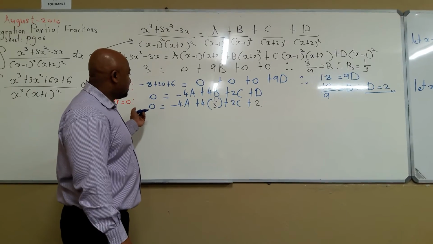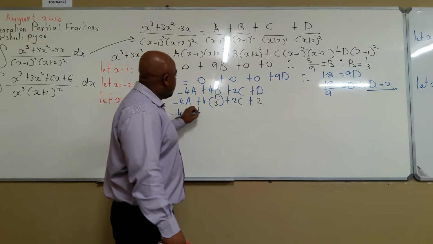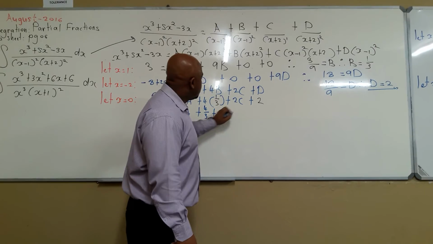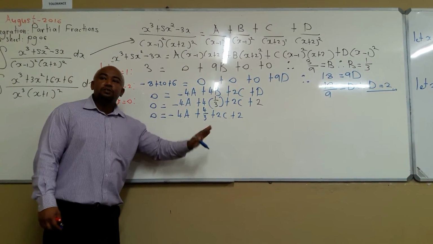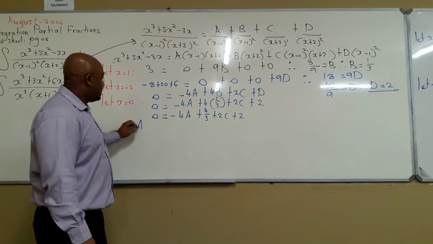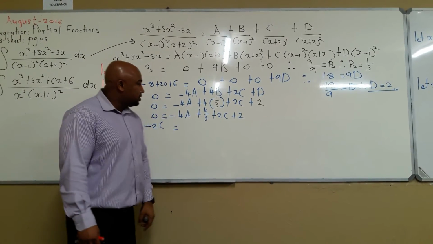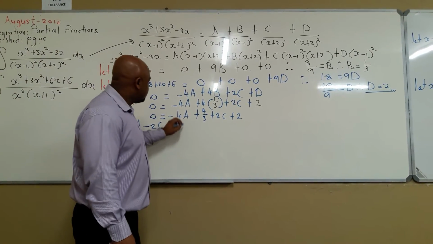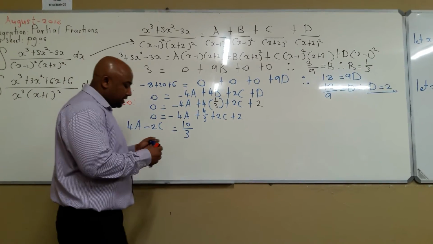Alright, so let's see what happens here. We got 0 is equal to minus 4a plus, we got 4 over 3 plus 2c plus 2. Okay, let me take these unknowns to the left hand side. So it's going to be a positive 4a minus 2c is equal to 4 over 3 plus 2. That will be 4 plus, that will be 10 over 3. Am I right? That is equation 1.